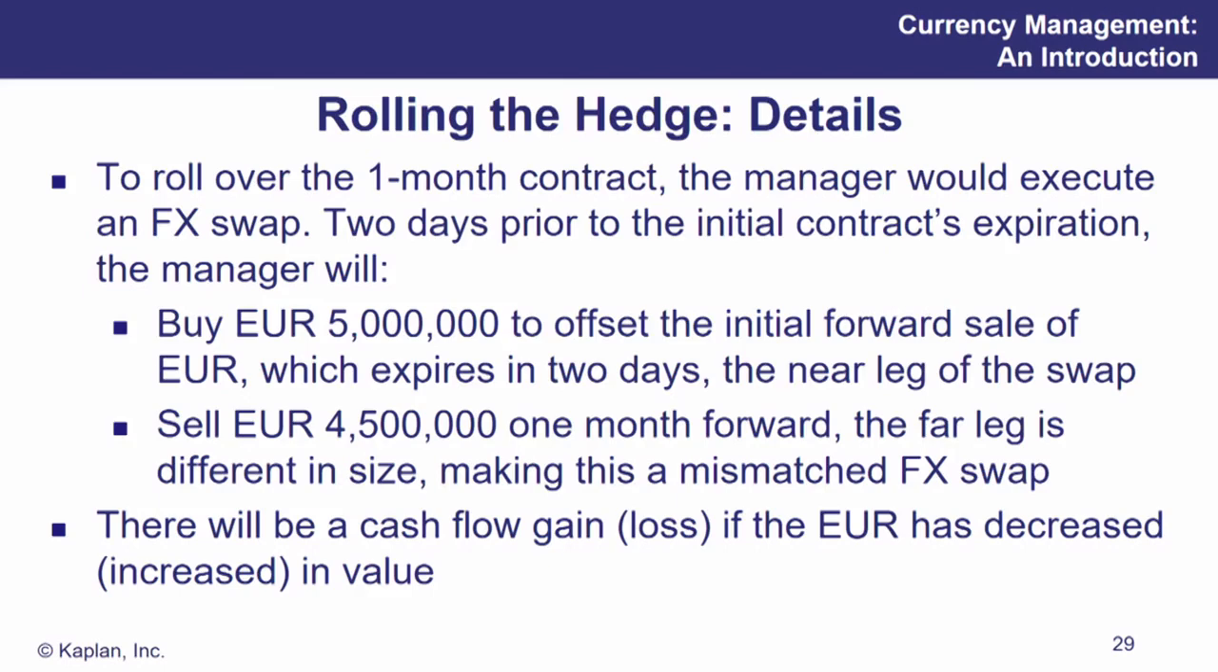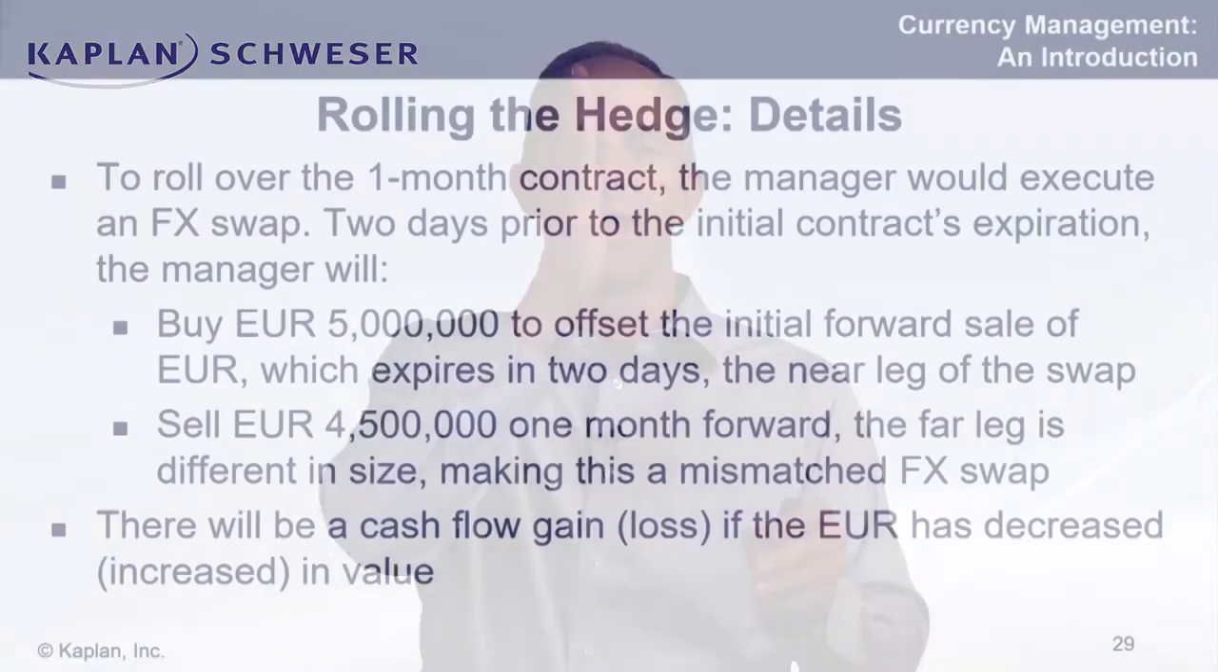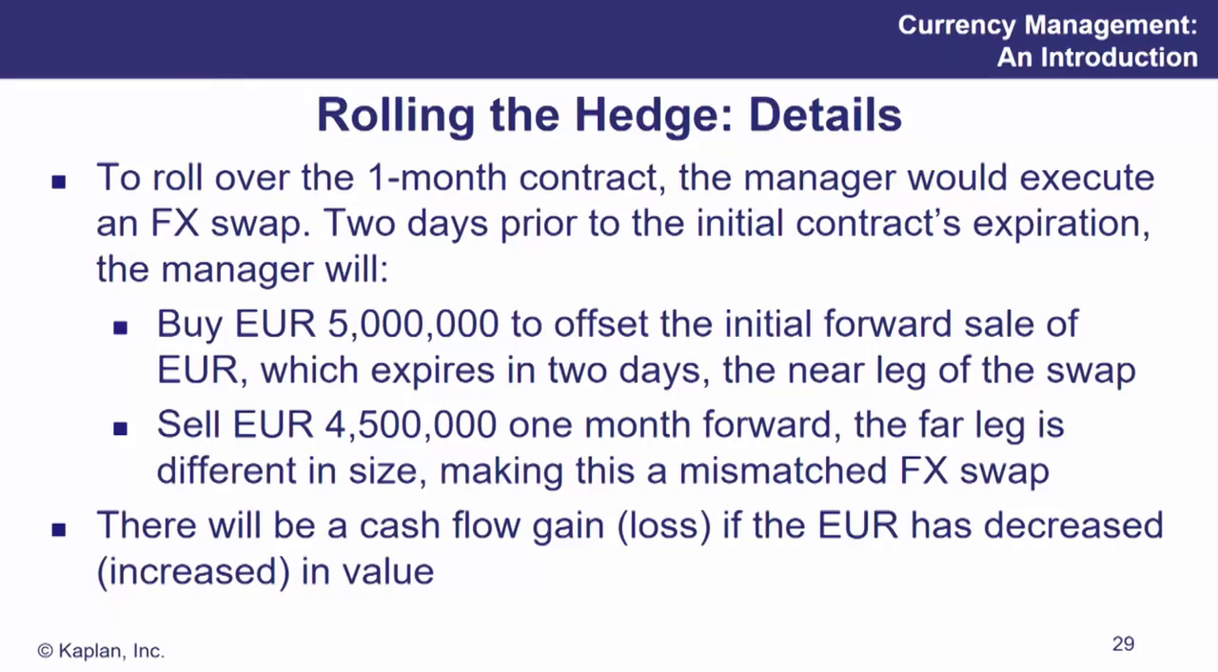In other words, they want to buy 5 million euros. So that offsets the initial forward sale. And so they want to do that 2 days before the contract expires because settlement is T plus 2. There's 2 business days to settle these trades. So then once that's done and that hedge for the first month has now been offset, well then now they initiate the new hedge. Assets are now worth 4.5 million after the first month. So now they want to sell 4.5 million euros forward. And so that's the new leg of the new hedge.